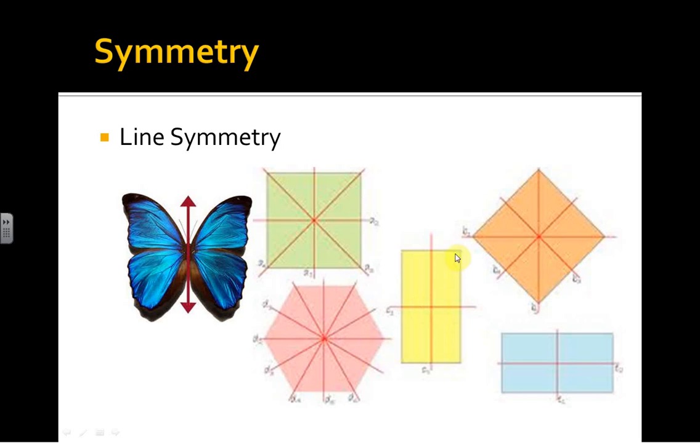Any regular shape, meaning a shape with all congruent sides and angles, is going to have the same amount of line symmetry as it has sides. So what I mean by that is this hexagon has 6 sides. It's a regular hexagon because all the sides are equal. It's also going to have 6 lines of symmetry. The rectangle doesn't have 4 lines of symmetry because it's not a regular shape. It doesn't have 4 equal sides, whereas a square does have 4 lines of symmetry because it has 4 equal sides.